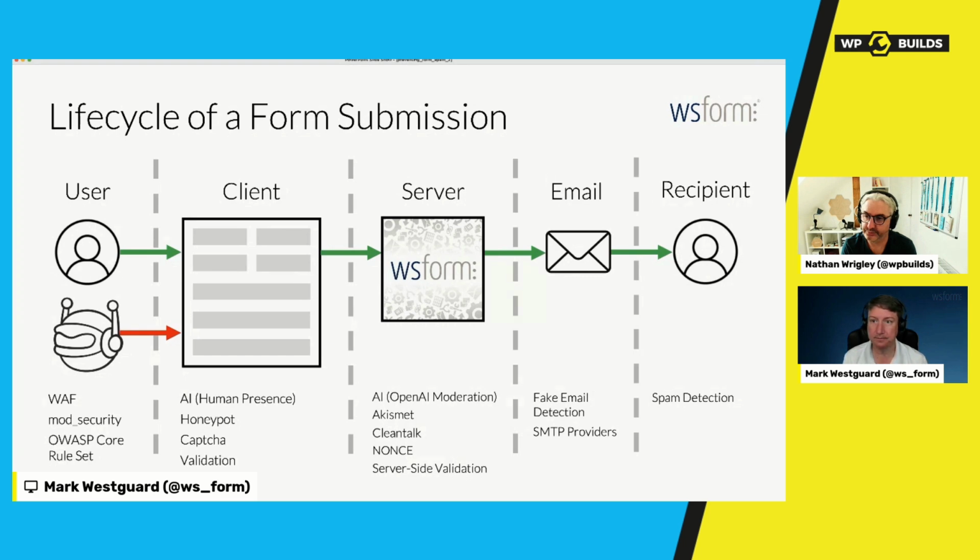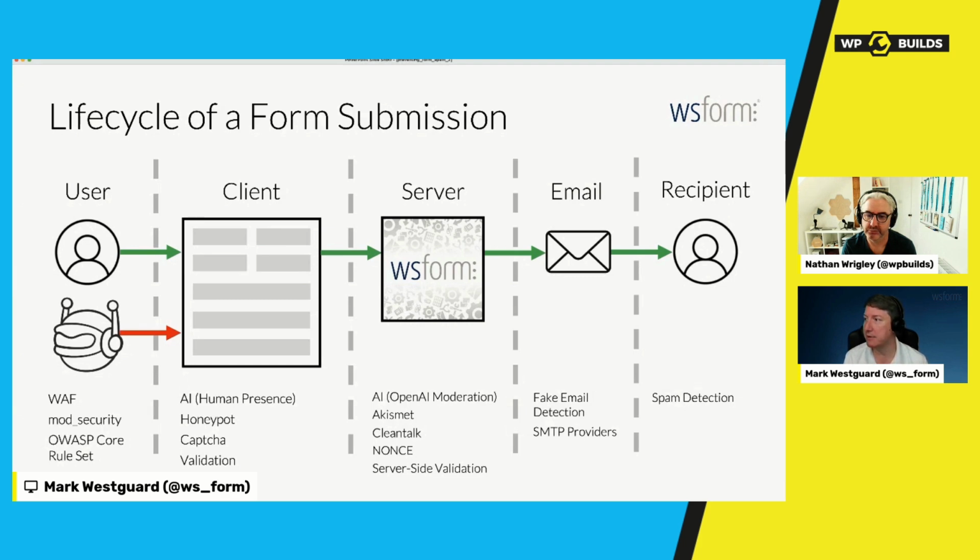On the email side, there are different services that you can use to detect things like fake emails. There are emails called disposable email addresses, which spammers will tend to use. And we can detect those and see if there are actual submissions coming through using those fake email addresses. We can also then look at SMTP providers to improve the deliverability of the emails that we do want.